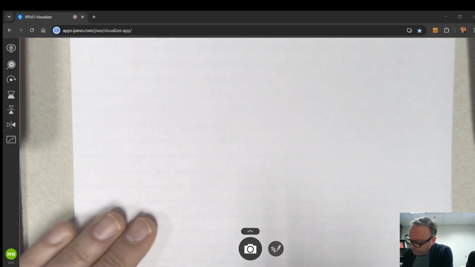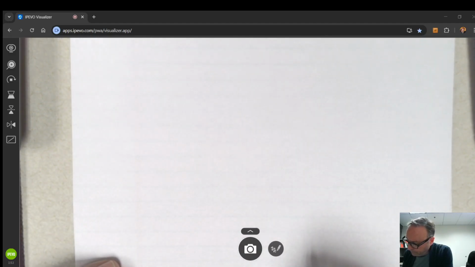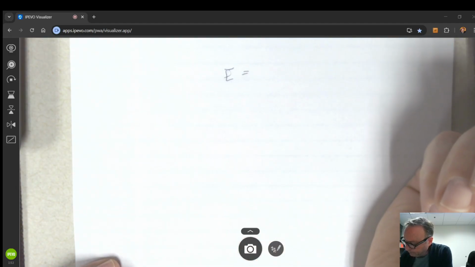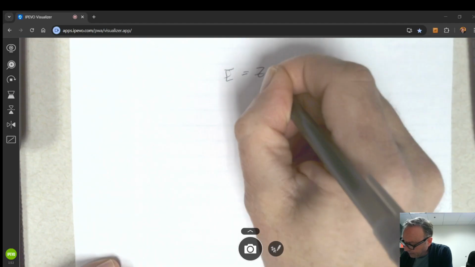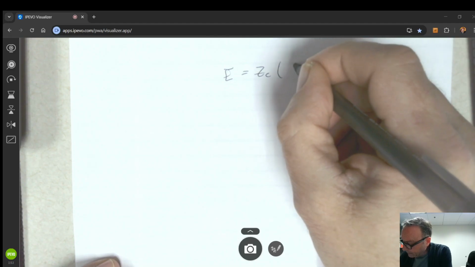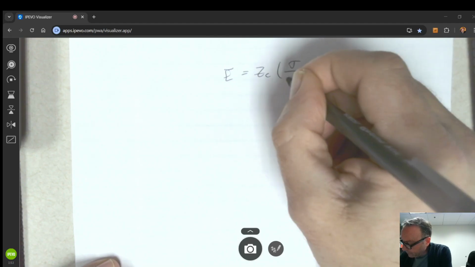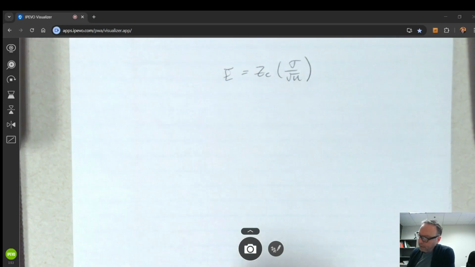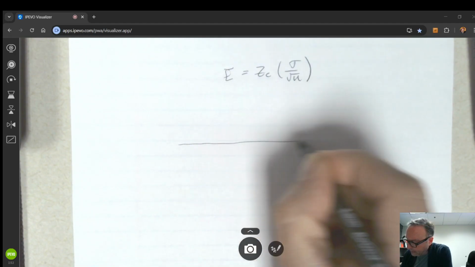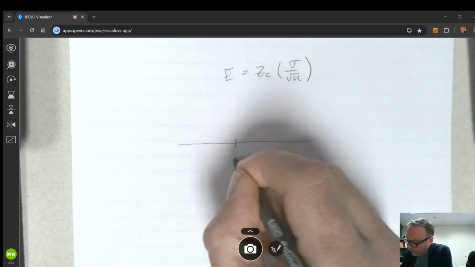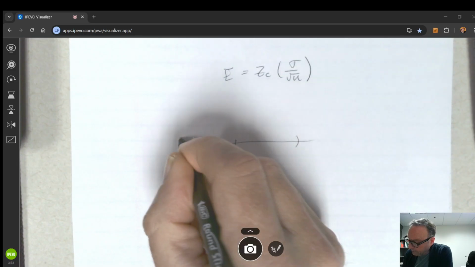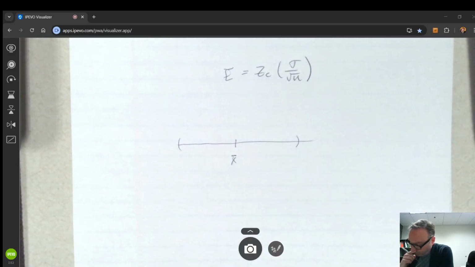So we said the error term is equal to Z_C, the number of standard deviations, times sigma over the square root of n. Okay. So let's just say I have my x bar here, and my error term, the margin of error, is here.